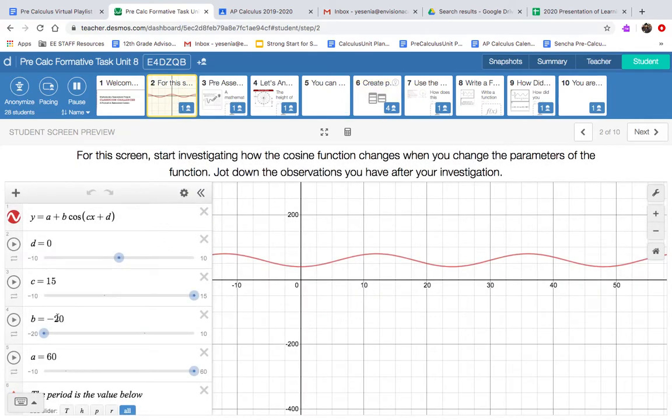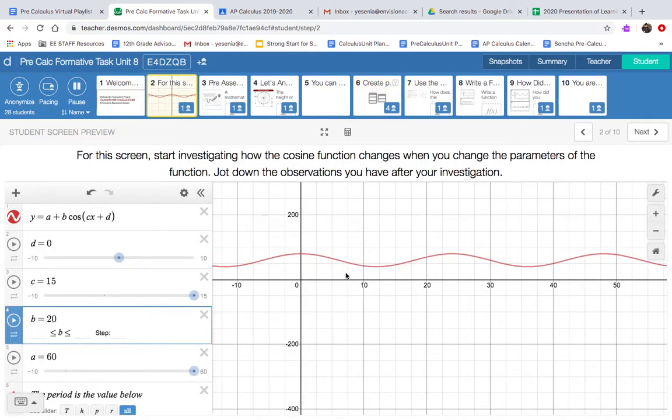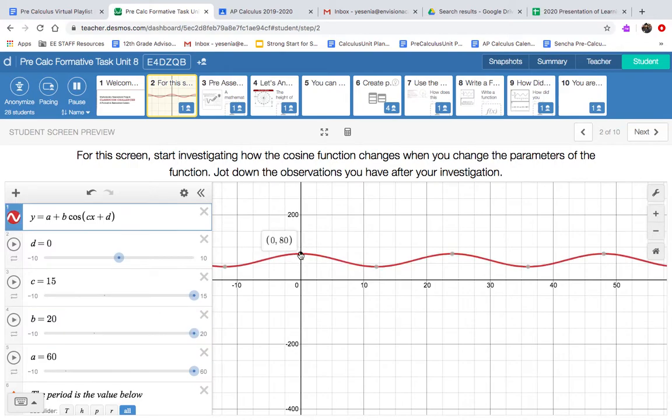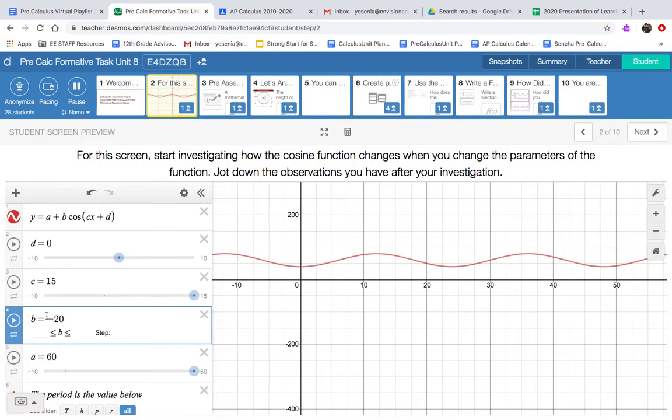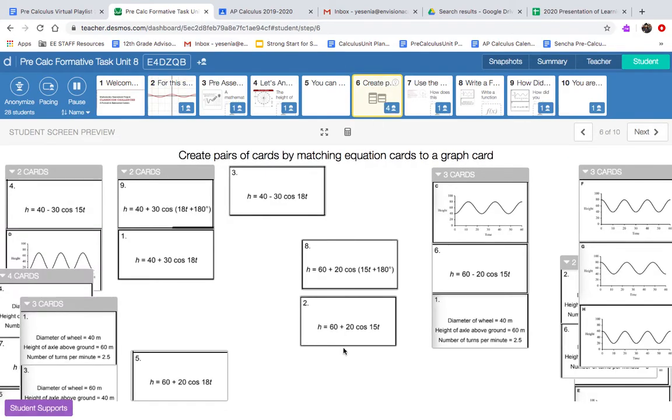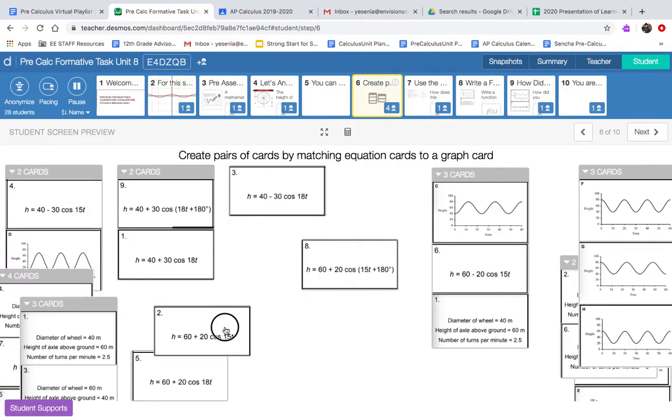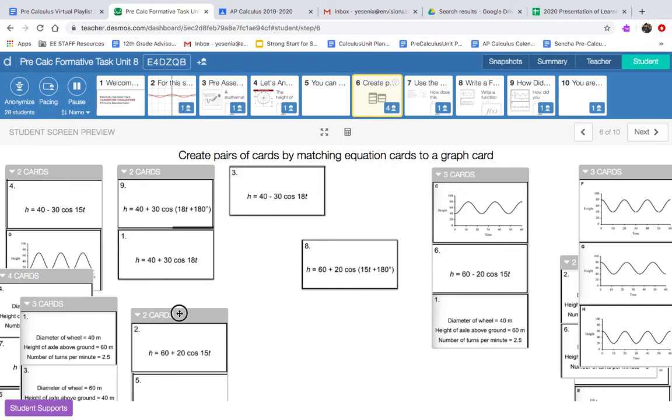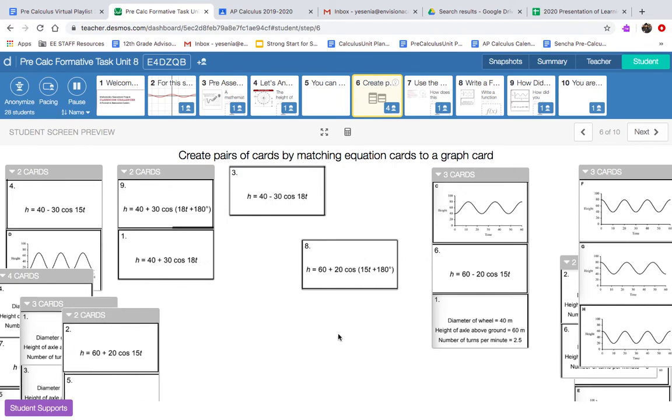Number 2 is the same thing except B is plus. It can't be this one because it does not start at 80. We started at 40. So we can rule that one out. Nope, this one's not going to work. And again, I'm not matching these, I'm just taking them out.